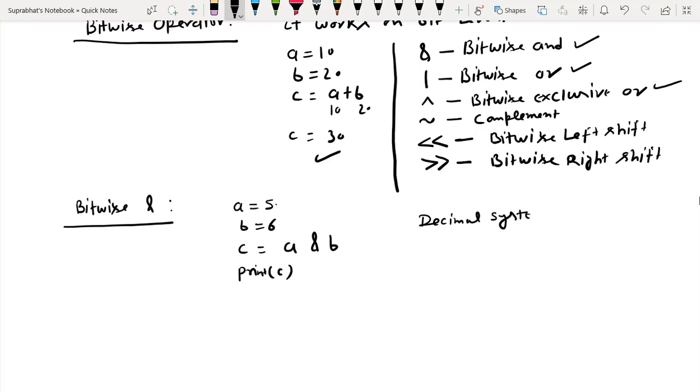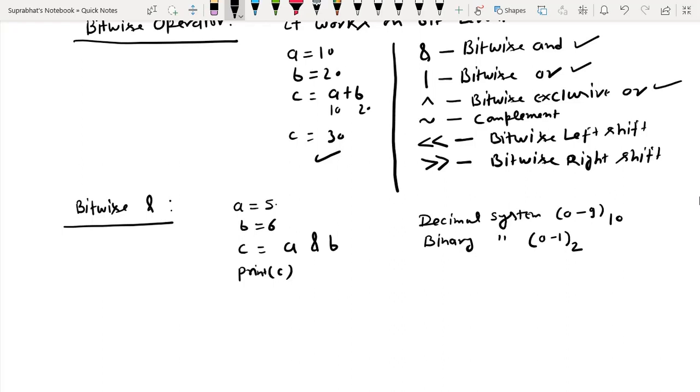Decimal number system we use is 0 to 9 and its base is 10. And bit level, that is computer level, is binary system. In binary system we use 0 and 1. The base is 2. Why 2? Because only 2 digits we have, 0 and 1, and in decimal system total 10, 0 to 9.